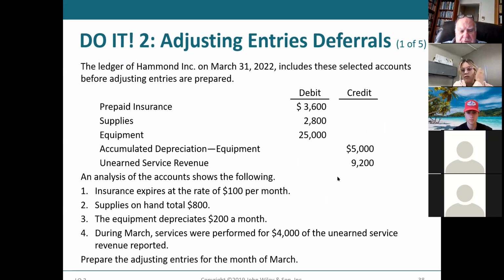Prepare the adjusting entries here. Let me read. I've got to get this out of my way. Prepare the adjusting entries. Well, let's take a look at it. An analysis of the account shows the following.